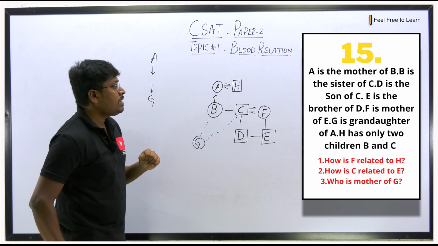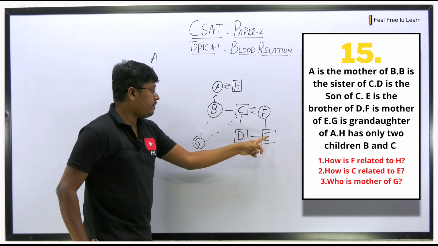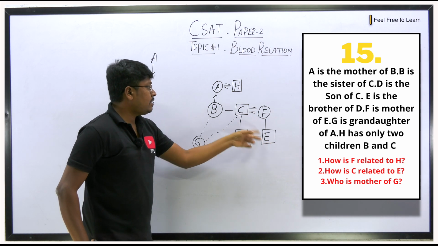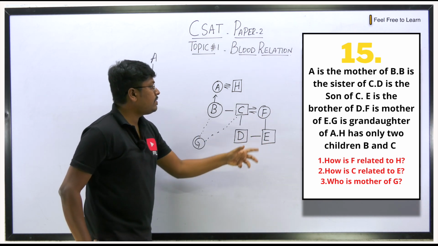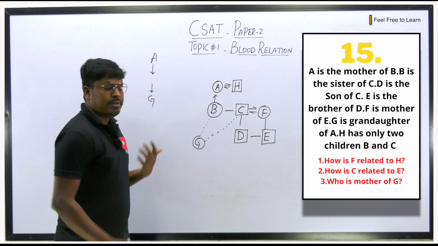Second question, how is C related to E? So E to C, right? From E, it's a father, right? From E, where F is mother. So we can say that from E, the relation of C will be father.